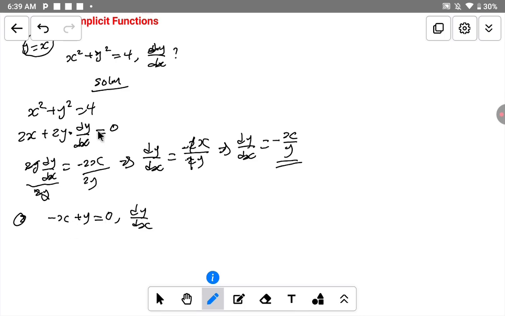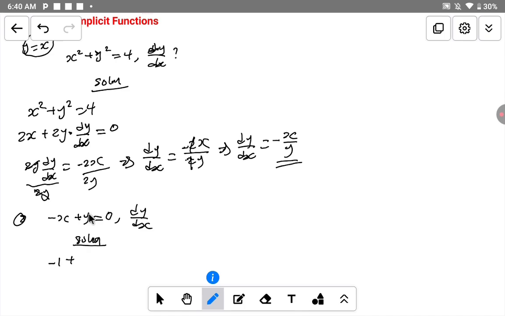Like what I did here, let's differentiate this. If we differentiate this s here, the s has a 1 which is not visible. So minus 1 times s gives us minus 1. So when you differentiate this s, it gives us minus 1. Plus, now let's differentiate our y. If we differentiate this y here, it is equal to 1.